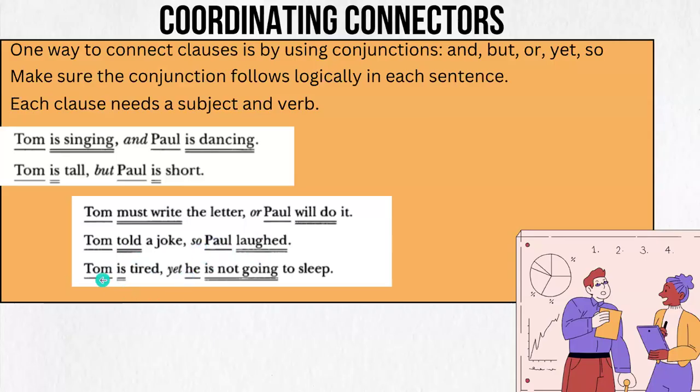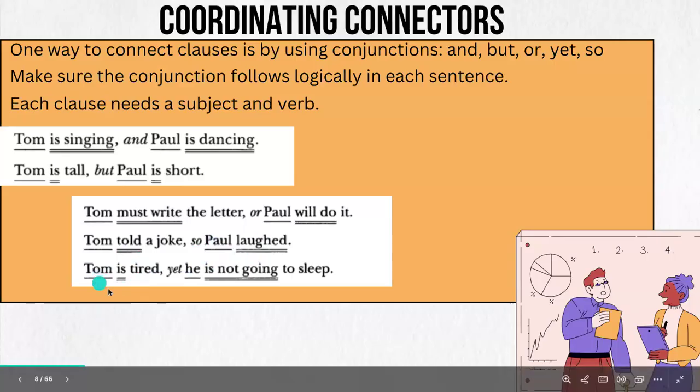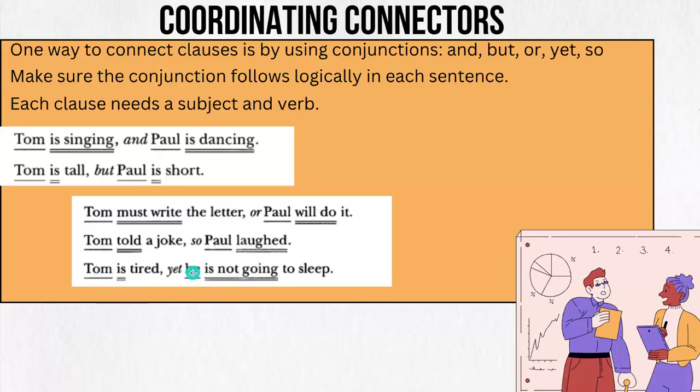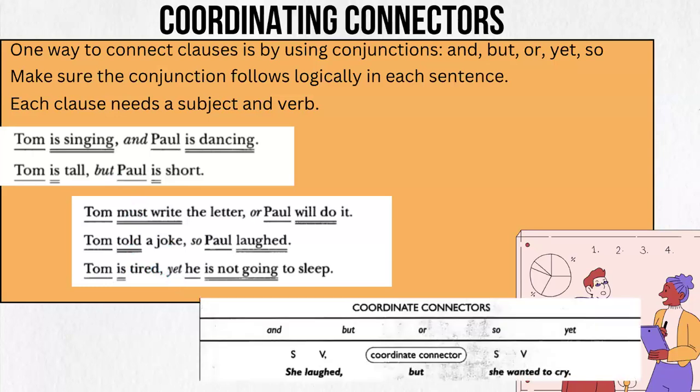And finally, Tom is tired, subject and verb. He is not going to sleep, subject and verb. I'm using the connector yet. That is very similar to but, it is contrasting. He's tired, yet he's not going to sleep. Okay? And this is how sentences are structured using coordinating conjunctions.